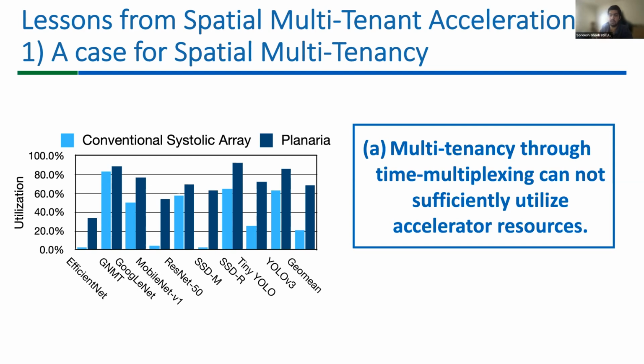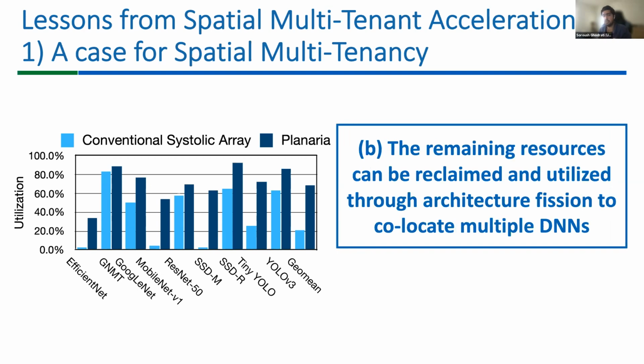What we can see here is that supporting multi-tenancy through time multiplexing cannot sufficiently utilize accelerator resources, because at one time, only one DNN is mapped to the hardware. So even if the DNN graph is not a great fit for an array, then there's going to be a lot of resource underutilization. So I wanted to point out the notion of reconfigurability and its importance to adapting to the needs of DNNs to increase their resource utilization.